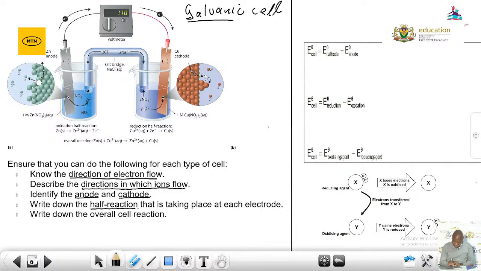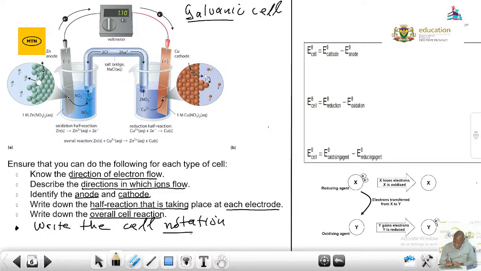And then write down the half reaction that takes place in each electrode. Write down now the overall cell reaction. I am going to add here to say, write down the cell notation. So for the cell notation, it's very, very important also. But this is the cheat sheet that I have.